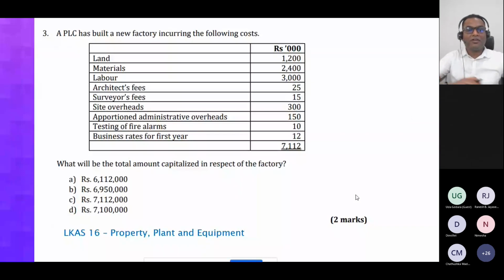Tell me now, what are the costs that you can capitalize in respect of this factory? So let's look at one by one. What do you say? Land, obviously, you can capitalize. Okay. Then material that we have used to construct the particular factory, you can again capitalize, right? These are directly attributable costs. Then labor, so the people who have worked and their salaries to construct this particular factory. So in this case, it's a factory. You can capitalize.